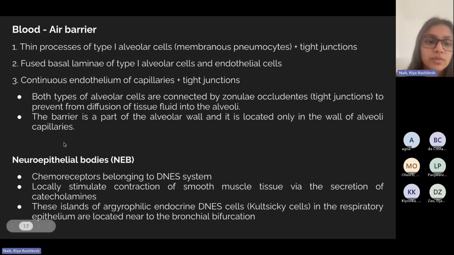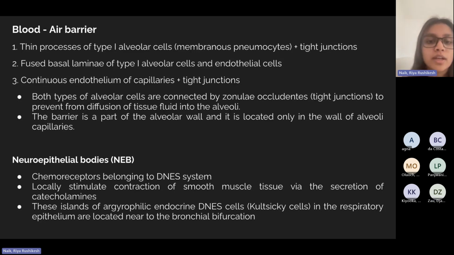Blood air barrier. There are three main layers which form the blood air barrier. The first layer is formed of thin processes of the alveolar type 1 cells, which, like we talked about before, are connected by tight junctions. The second layer is formed by the fused basal laminae of the type 1 cells with the endothelium, which is located right below them. The third layer is the continuous endothelium of the capillaries.